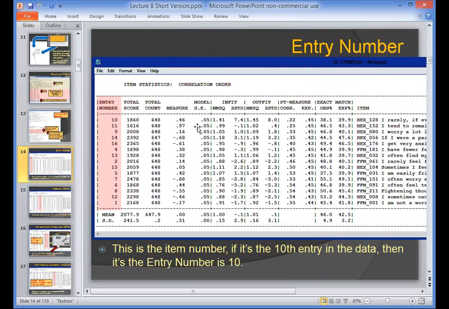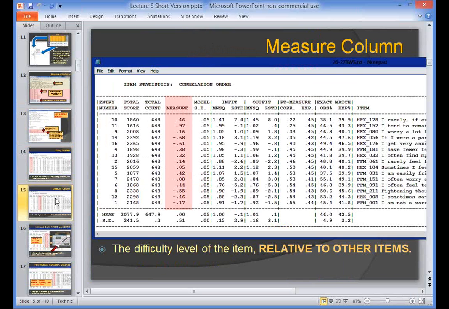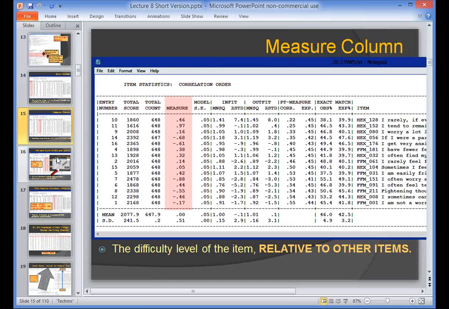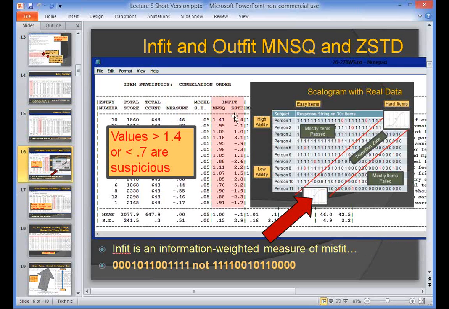Now the first thing that you're going to look at when you begin to analyze these scales is the item polarity table. And the item polarity table contains the entry column over here on the left. This basically gives you the item number. And we'll just go over a few of the more important columns here. Then the measure column, this is the difficulty levels of the item. And then the infit and outfit columns.